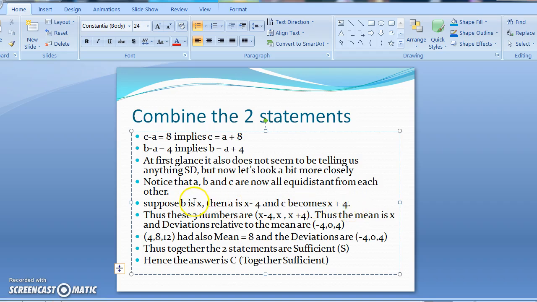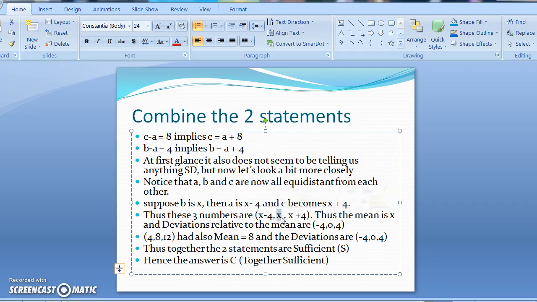So as you can now see, A is X minus 4, B is X, and C is X plus 4. Now you can observe that this looks like an AP, an arithmetic progression. So if I take the mean or the average, what do we get? X minus 4 plus X plus X plus 4, divided by 3. You will notice that the 4s cancel. You get 3X divided by 3, and that is X itself. So the average is X.